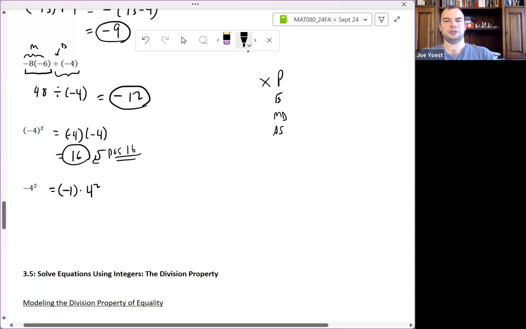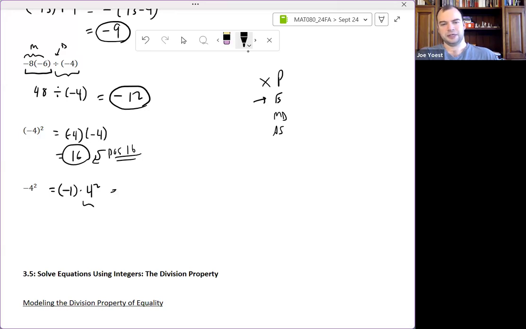Do I have any parentheses that I need to simplify the inside of? No. Do I have any exponents? Yes. Let me do those next. Well, the exponent that I have is 4 squared. So this is -1 times, I'm not doing the multiplication yet, 4 squared is 16. Any exponents left over? Nope. No exponents now. Do I have multiplication or division? Well, -1 times 16 is just the opposite of 16. It's -16.